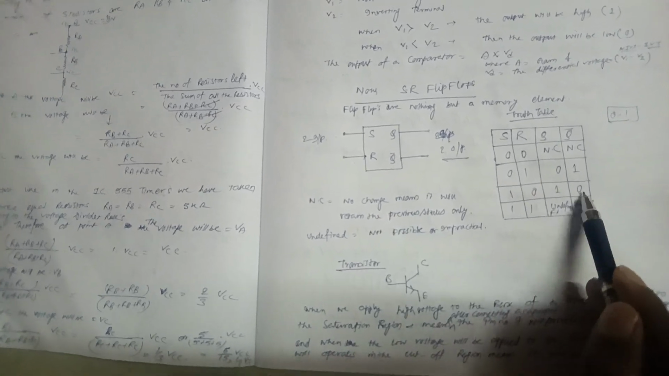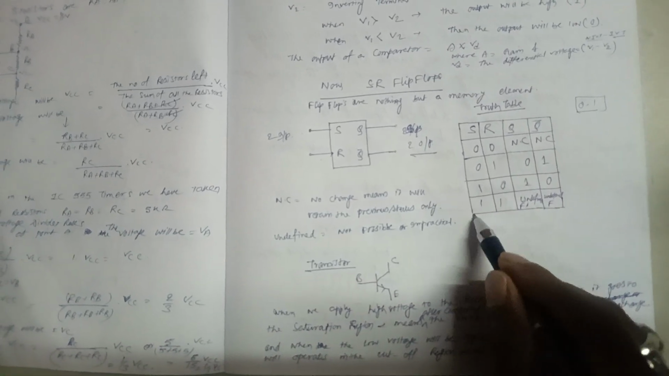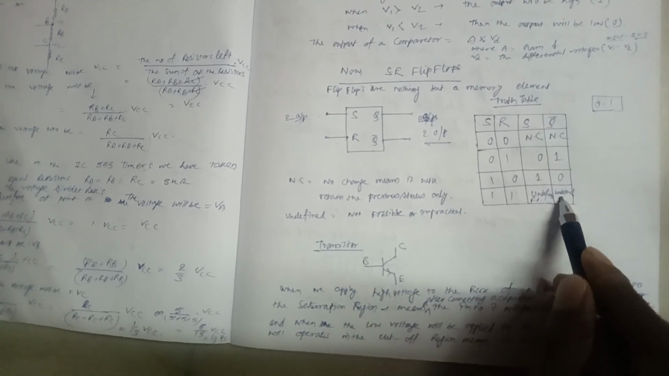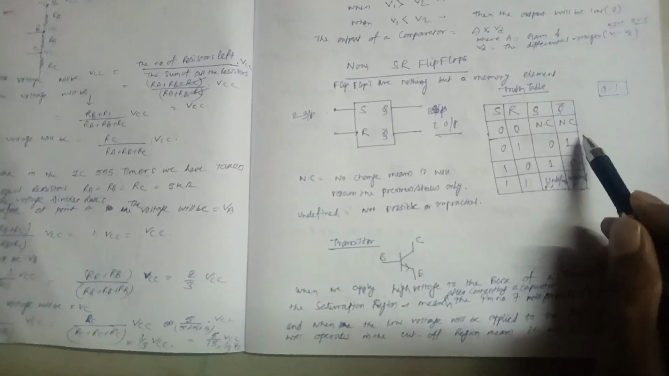Now again 1, 0. In S, if you provide 1, and in R, if you provide 0, you will get Q as 1 and Q bar as 0. Opposite. And for the case where we provide 1 and 1 to both S and R, what will happen? Something impractical will happen. It is not possible to get the same result in both Q and Q bar. That is why it is known as the undefined or forbidden case. So basically we'll deal with these 3, or sometimes only these 2, right?